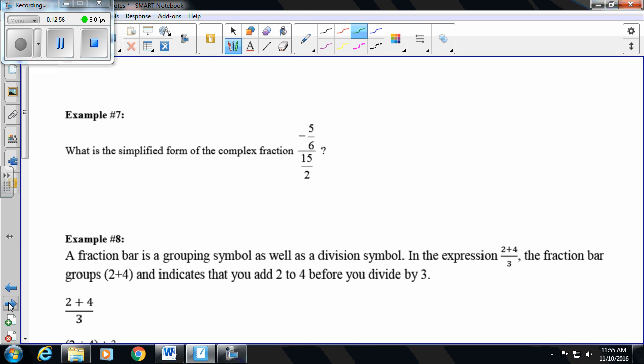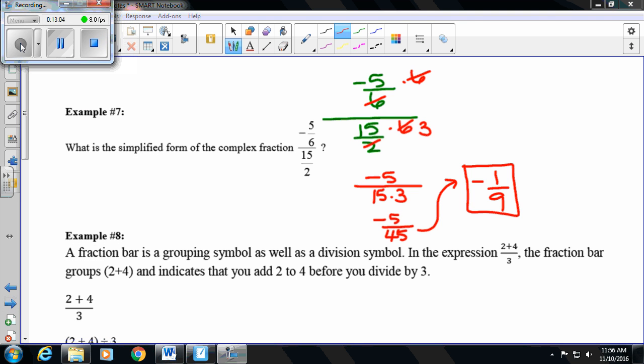Let's go on to our last page. I want you to simplify number 7 on your own and join me in a minute. So when I did my arithmetic, I found my least common multiple to be 6. So I multiplied this numerator by 6, and I multiplied this numerator by 6. In the top, the 6's canceled, and I was left with negative 5. In the bottom, 2 went into 6 3 times, right here, and 15 times 3 was what I was left with. When I did my arithmetic, I got 45, and then I simplified to get negative 1/9.